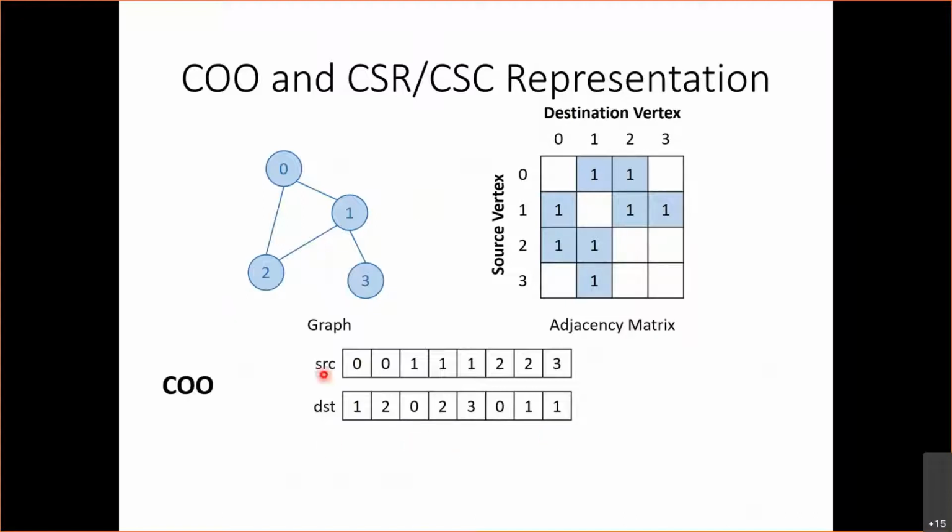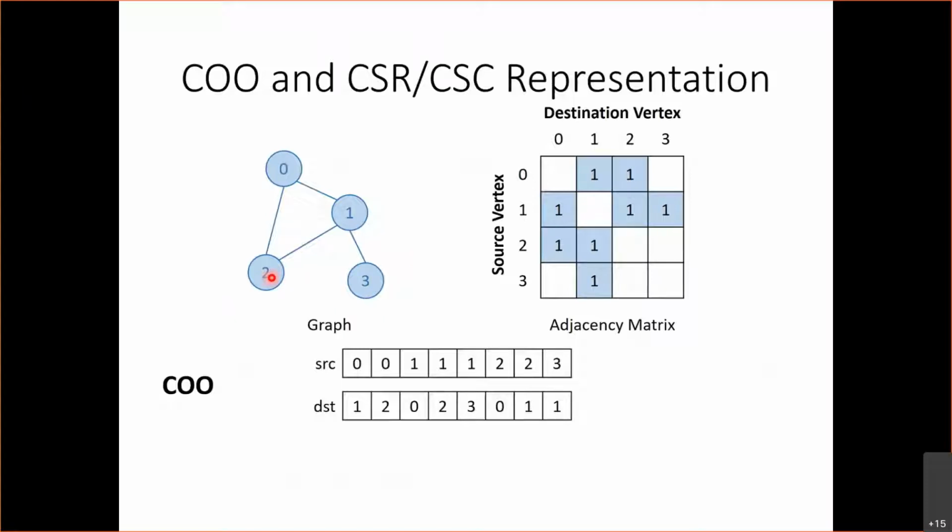So here what this says is that I have an edge from 0 to 1, because I have an edge from 0 to 1 here. It says I have an edge from 0 to 2, an edge from 1 to 0, an edge from 2 to 0, an edge from 3 to 1, etc. Okay? So this is a COO representation of this graph.